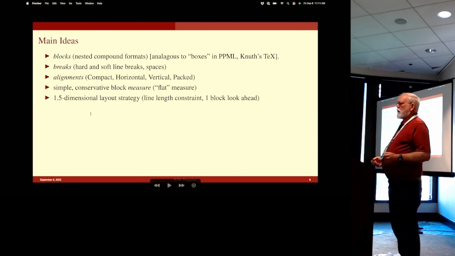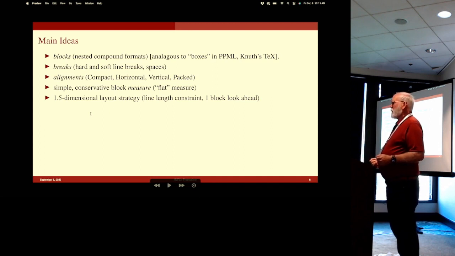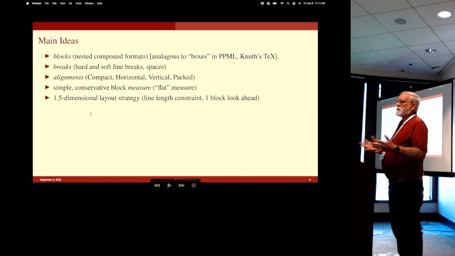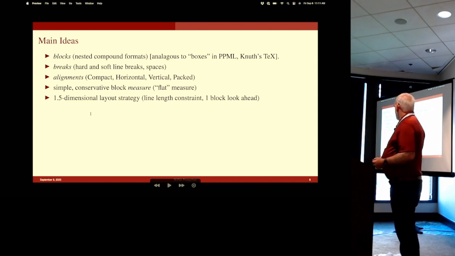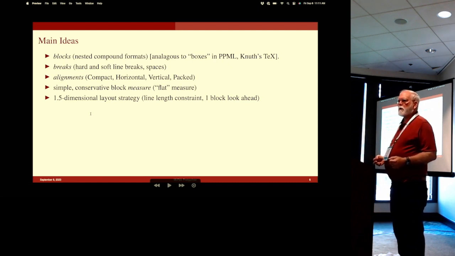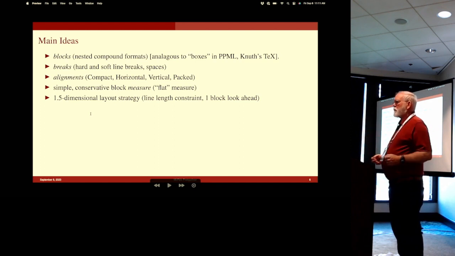So another basic idea is that we have breaks separating, at the lowest level, pieces of text. And the break is either a space or n spaces, or it could be a soft line break, which means that it's an optional or conditional line break, which might be triggered if you're running out of space on the line. Or it might be a hard line break, which means an unconditional line break.